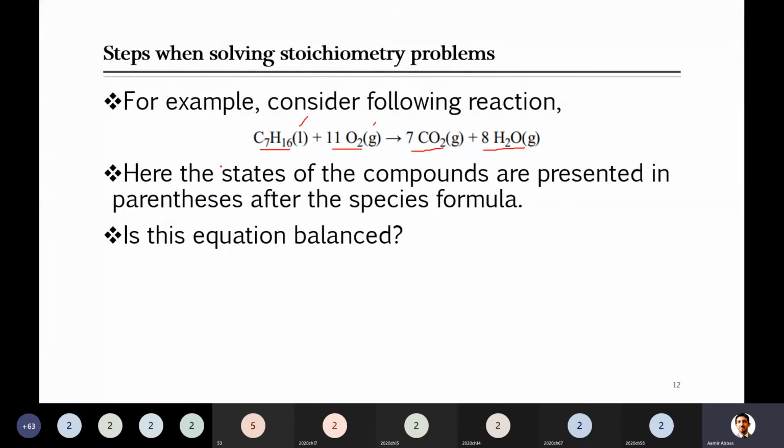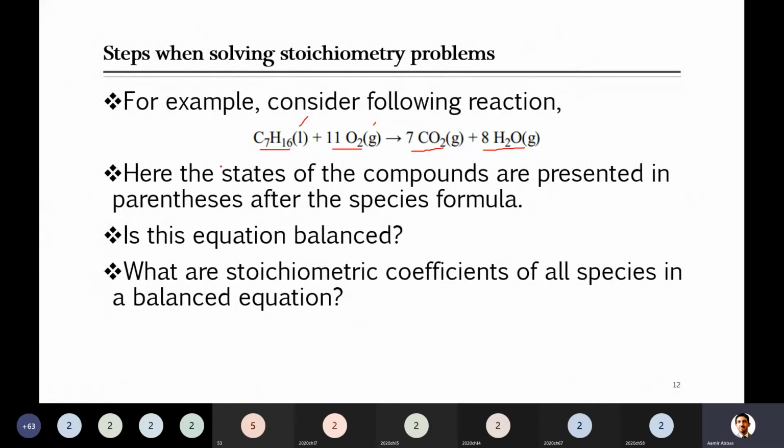As already mentioned, this equation is balanced. I think everyone is aware of how it is balanced, or what a balanced equation means. Initially when you write it, it will be simply heptane plus O2, which reacts and produces CO2 plus H2O. Later on we wrote these numbers to make it balanced.